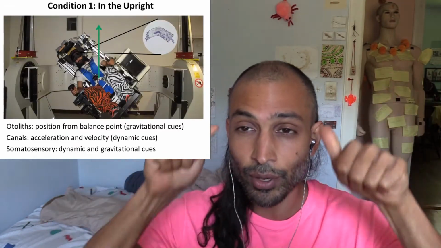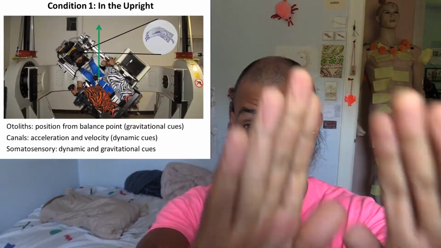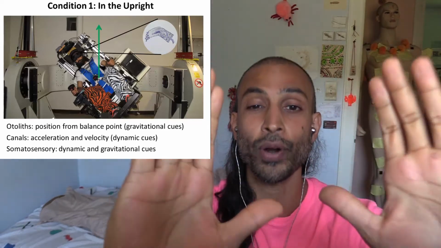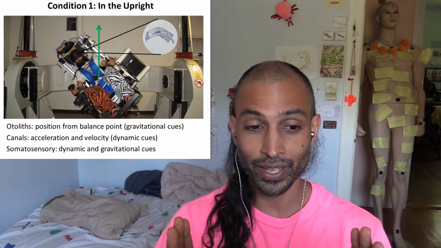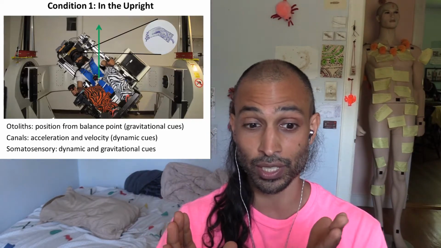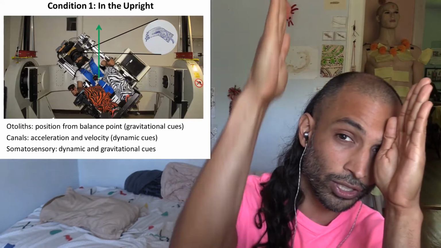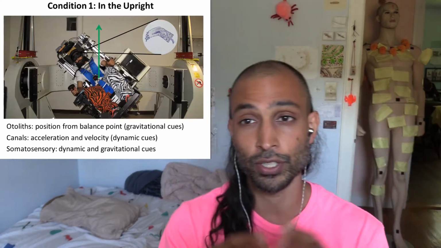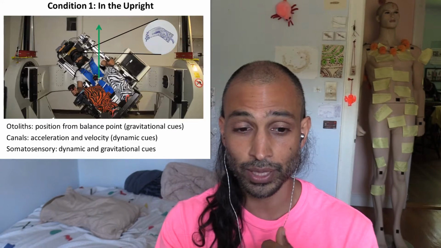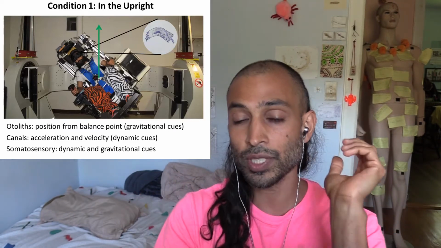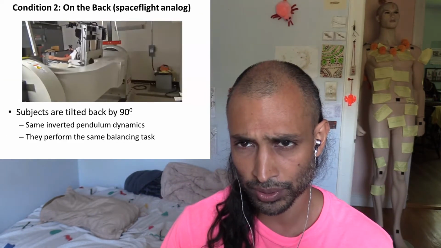And to re-summarize the sensory information that you're getting in my control condition, the upright condition: you have a good sense of position because the more you tilt from the gravitational vertical, which is the balance point, the more those hairs deflect. You have a good sense of motion because your canals are picking that up, and your touch receptors are picking up a mix of both of those.